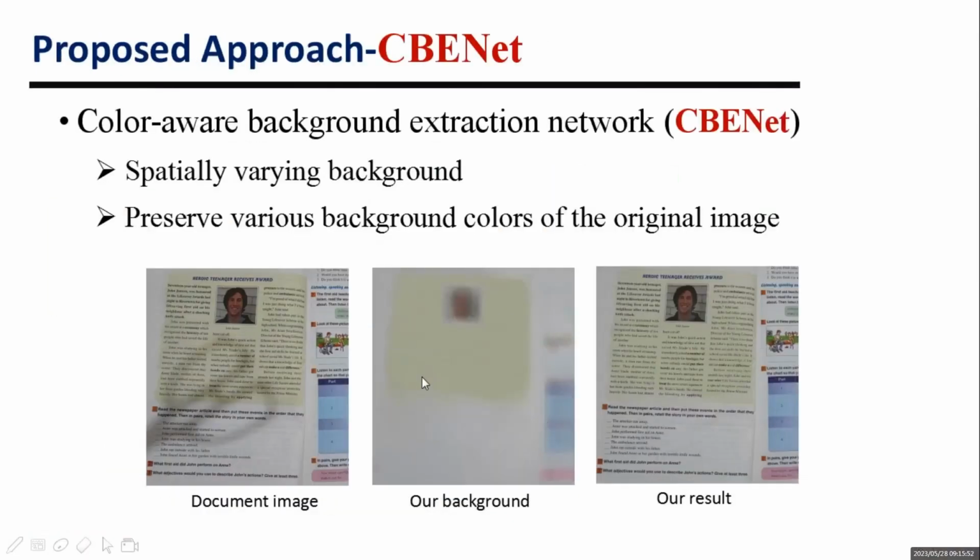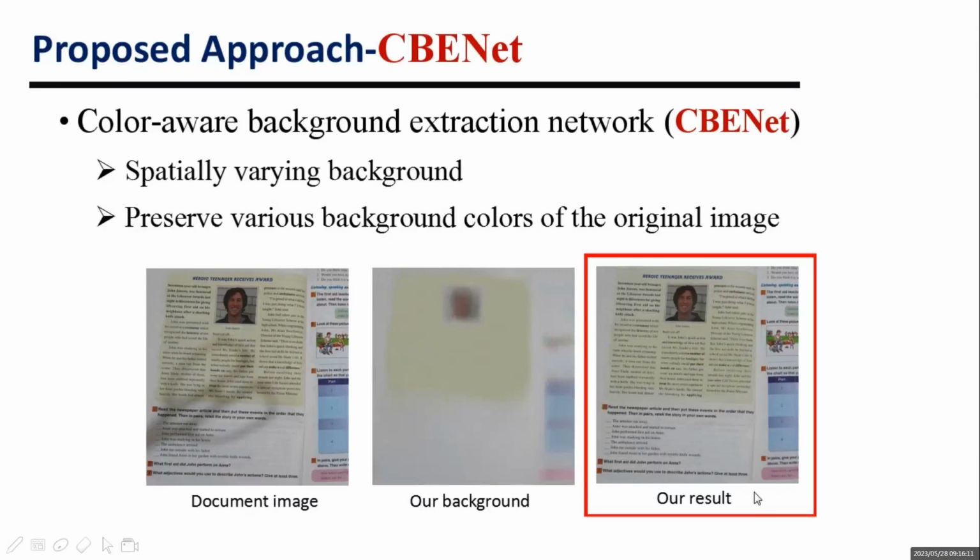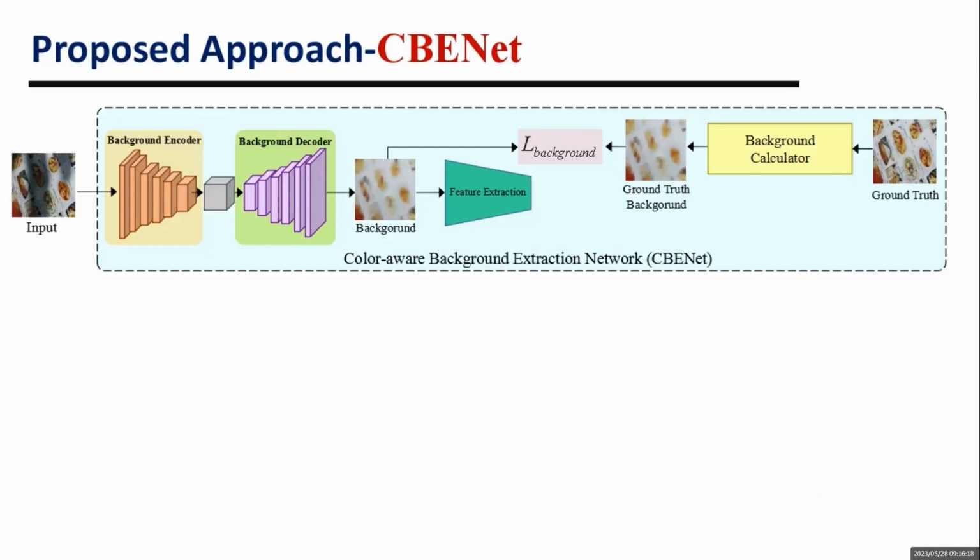To address this problem, we propose a color-aware background extraction network to extract a spatially varying background, which can preserve various background colors of the original image. The spatially varying background can provide more useful color information, contributing to desirable shadow removal result. We adopted the UNet structure to implement our CBNet.